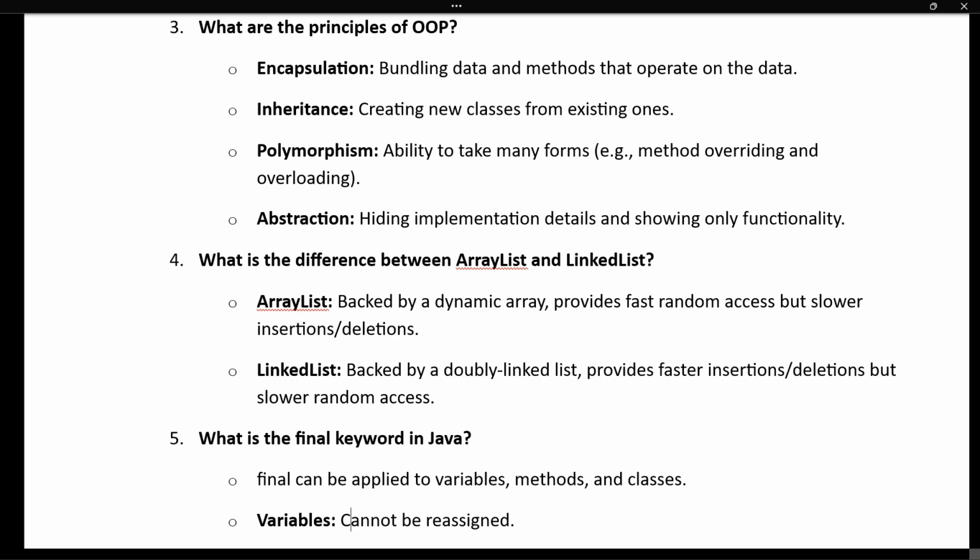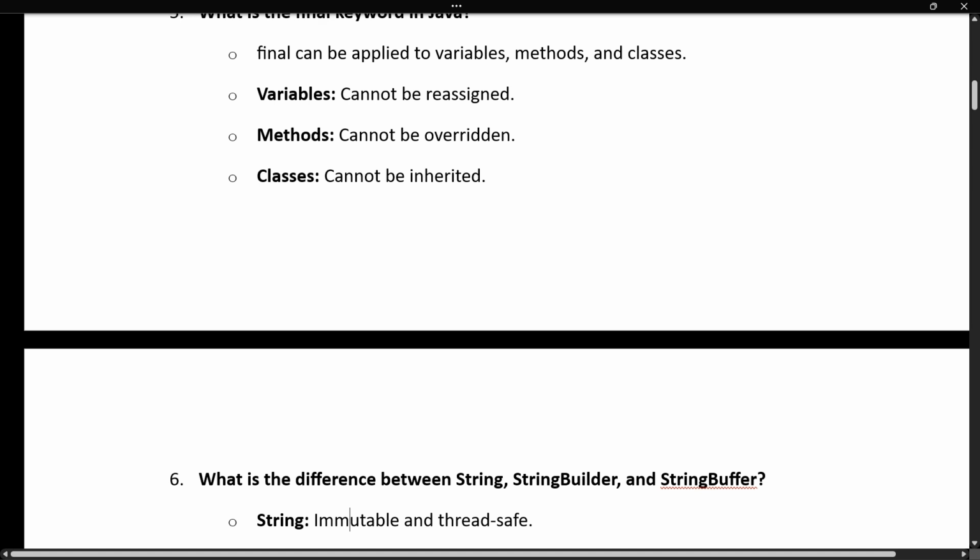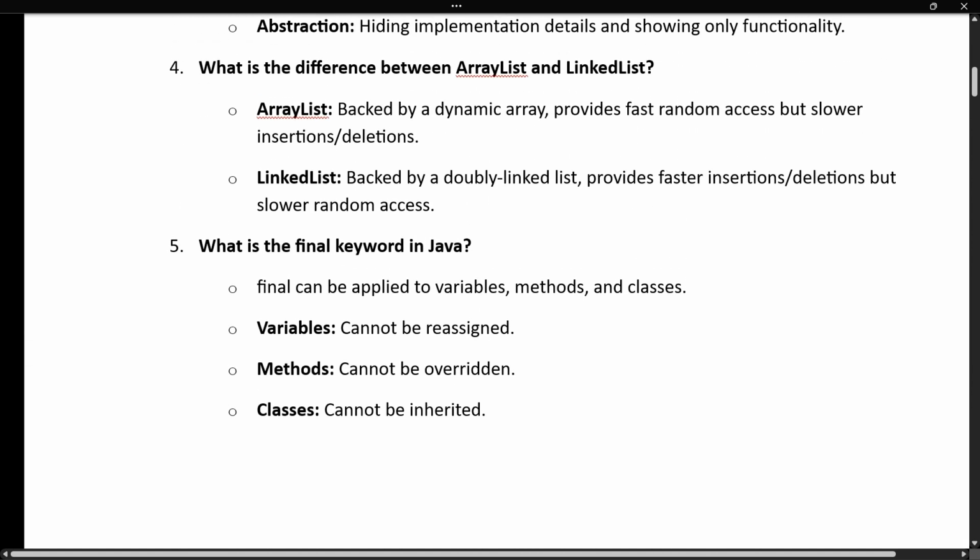Now the next question is what is the difference between ArrayList and LinkedList, which is part of the collection framework? ArrayList is backed by a dynamic array and provides fast random access but slow insertion and deletion. If you want fast random access, in that case we go for ArrayList, but not for insertion and deletion. LinkedList is backed by a doubly linked list, which provides fast insertion and deletion but slower random access. So LinkedList is used for insertion and deletion, but ArrayList is used for random access. In LinkedList random access is slow, but in ArrayList random access is fast.